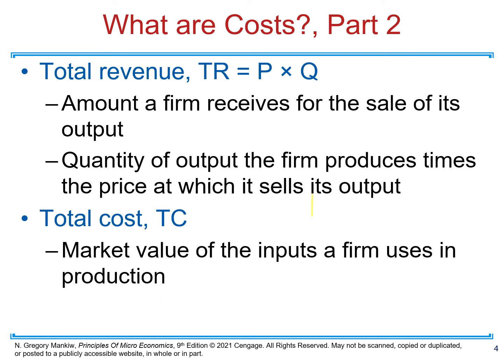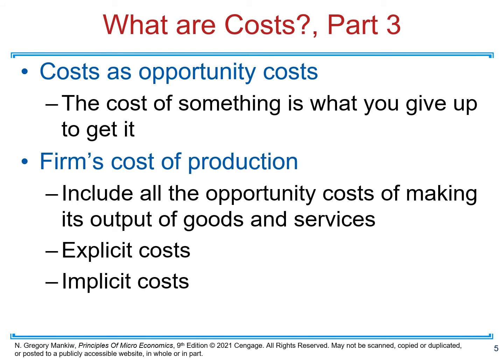Let's see here. We also include the opportunity cost in the cost. We already know about opportunity cost, right? The cost of something is what you give up to get it. Then the firm's cost of production includes all the opportunity costs of making its output of goods and services. Then we come to these two definitions: implicit cost and explicit cost.